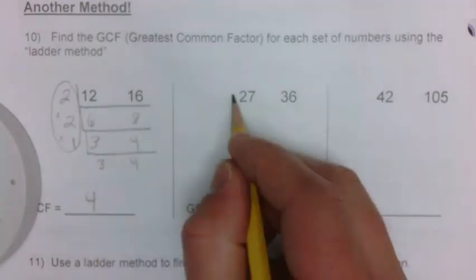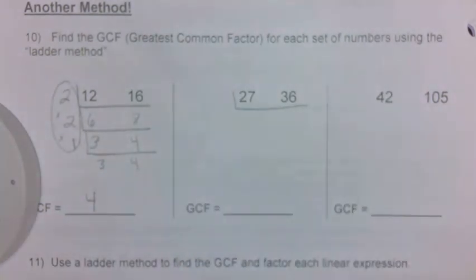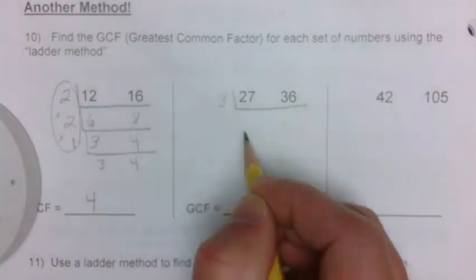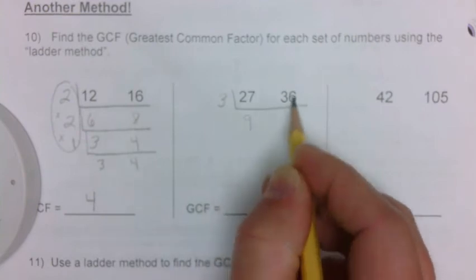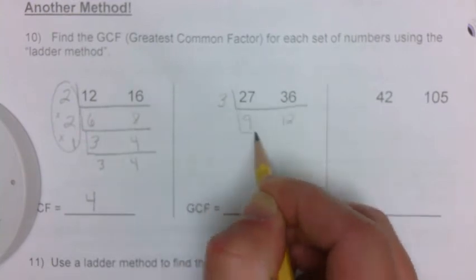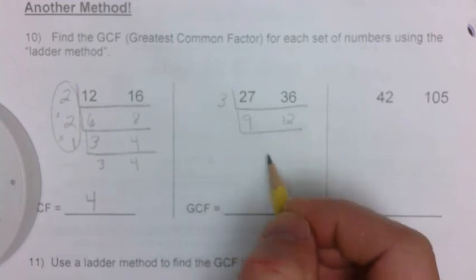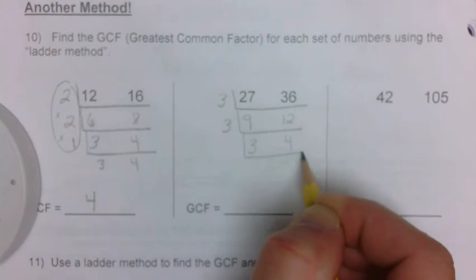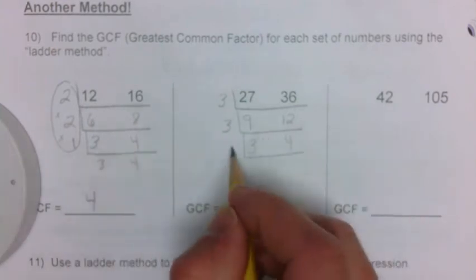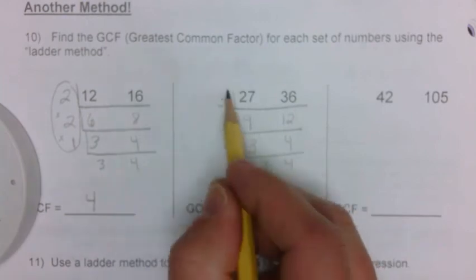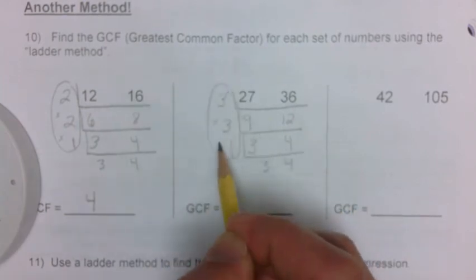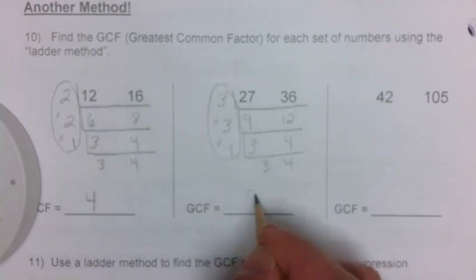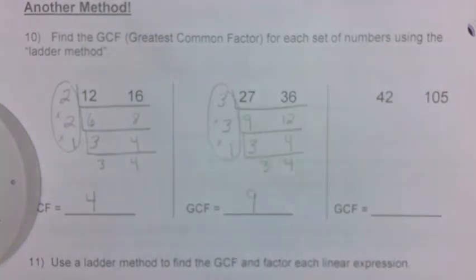All right, we could also do that with 27 and 36. Any number that's a common factor. Well, you might notice that they're both divisible by 3. 27 divided by 3 is 9, and 36 divided by 3 is 12. If I do the same thing for 9 and 12, both are still divisible by 3. 9 divided by 3 is 3. 12 divided by 3 is 4. And hey, there's my 3 and 4, just like I had over here. So 1 is their only common factor. Now if I take the numbers on the outside and multiply them, 3 times 3 is 9, times 1 is still 9. The GCF of 27 and 36 is equal to 9.